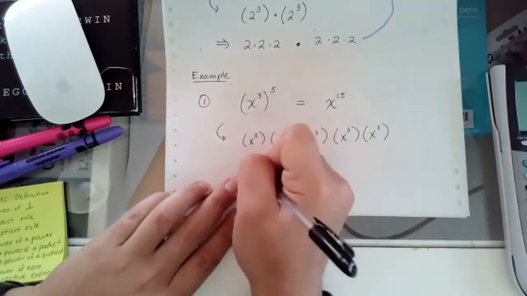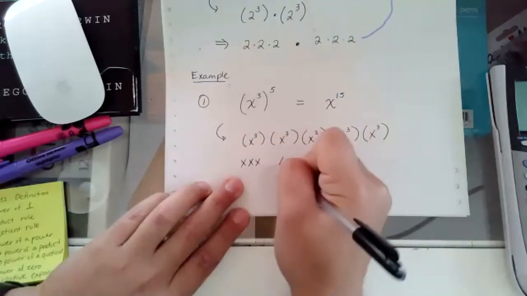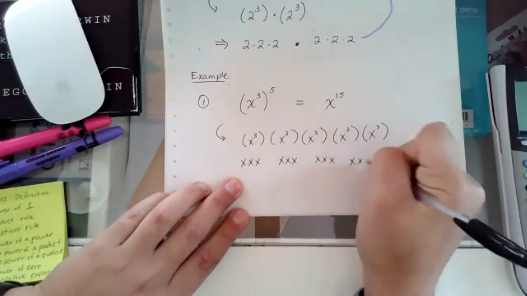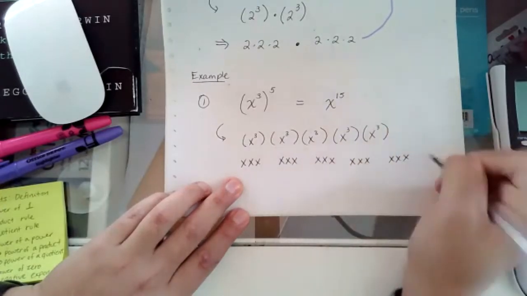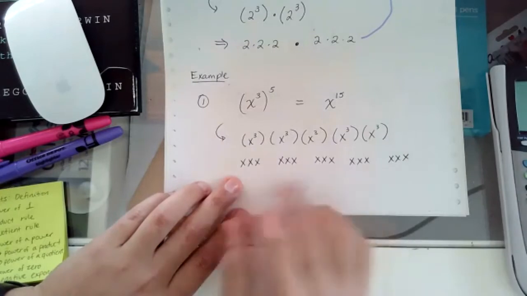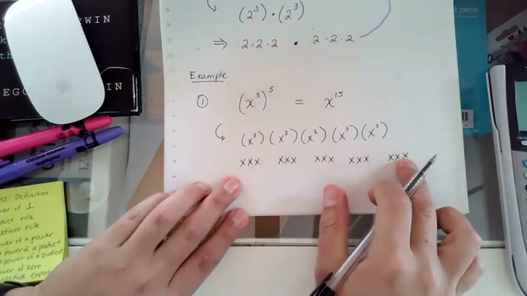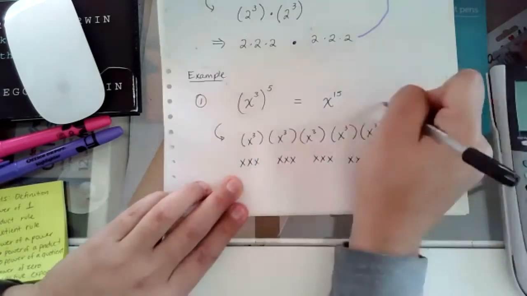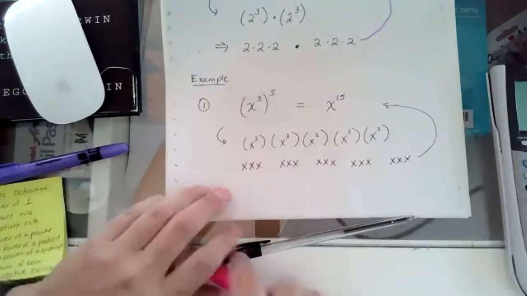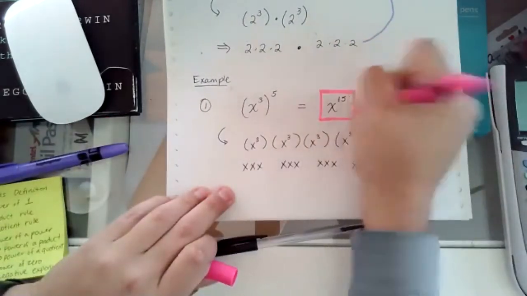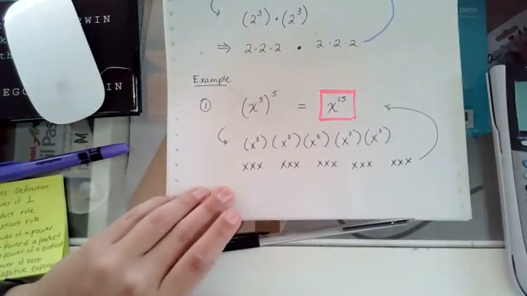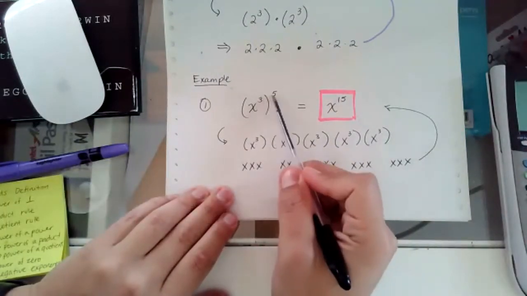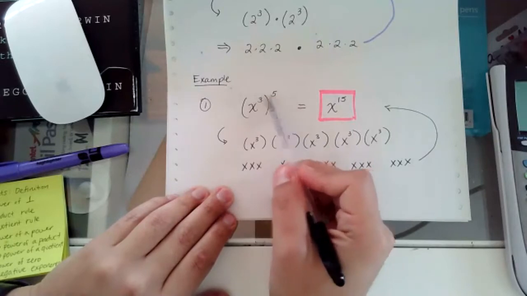And then each of these can be broken down into x, x, x. It's very adult content right here that we're dealing with. And then we count up how many x's we have here. 1, 2, 3, 4, 5. And there's 3 of them. So if we counted them, there would be 15, right? So why don't we just say that that is the rule in general? When we have something raised to a power raised to another power, multiply the powers.